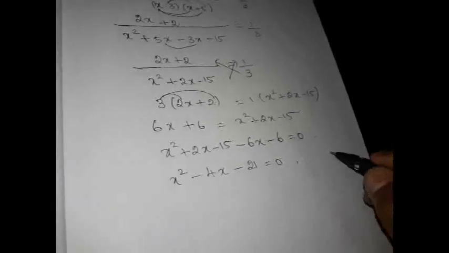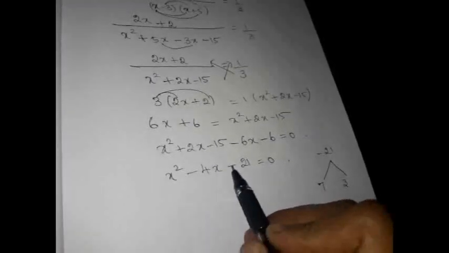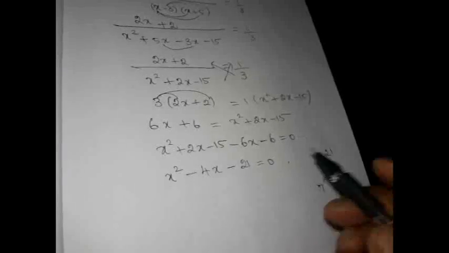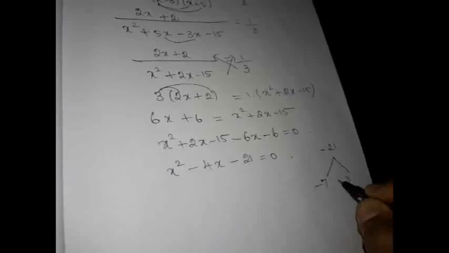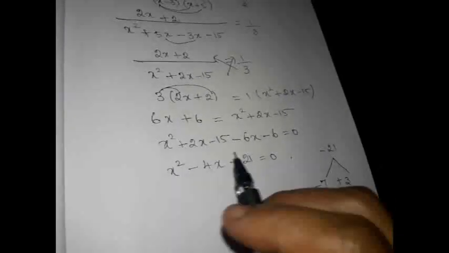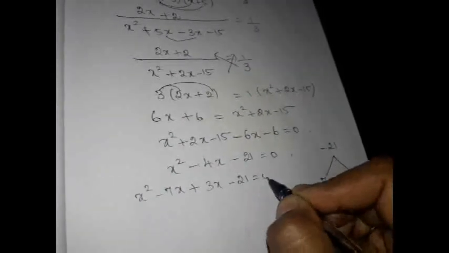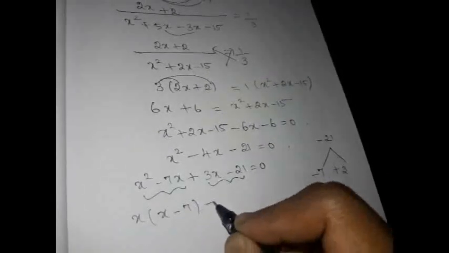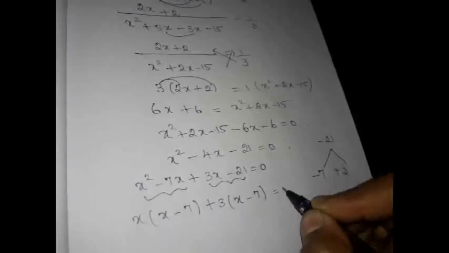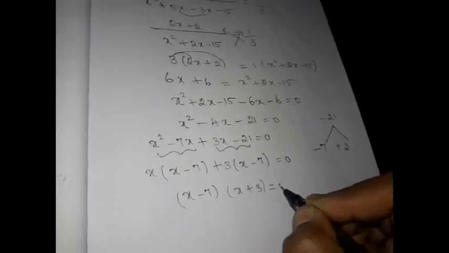You can go with factorization. Minus 21. So 7 3s are 21, so that when you add or subtract you will get 4. Since it is minus, one should be plus, the other should be minus. So I am assigning this as minus, this as plus, because the middle term is minus. So x square minus 7x plus 3x minus 21 equal to 0. Take common from the first two terms and the next two terms. x into (x minus 7) plus 3 into (x minus 7) equal to 0. So (x minus 7) into (x plus 3) equal to 0.